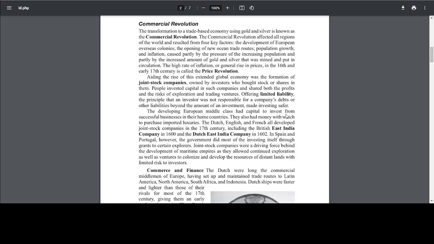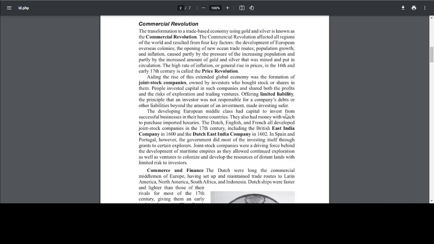The high rate of inflation, or general rise in prices, in the 16th and early 17th century is called the Price Revolution. Aiding the rise of this extended global economy was the formation of joint stock companies, owned by investors who bought shares in them. People invested capital in such companies and shared both the profits and the risk of exploration and trading ventures. Offering limited liability, the principle that an investor was not responsible for a company's debts or other liabilities beyond the amount of an investment made, made investing safer.